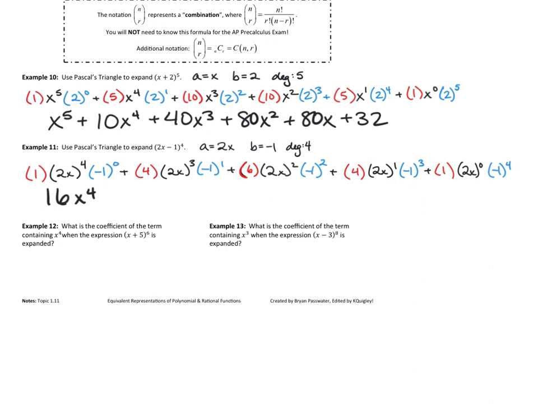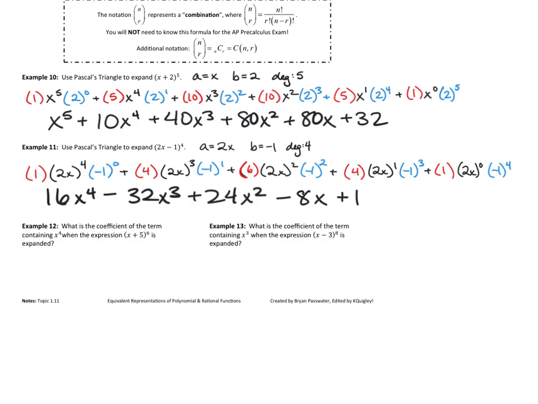I guess I should erase this and put a negative, which is negative 32x cubed, plus 6 times 4 times 1, which is 24x squared, 4 times 2 times negative 1, which is negative 8x. And then last but not least, we have 1 times 1 times 1, which is 1. Phew! We didn't have to actually expand all of that out to get the expansion for that binomial.